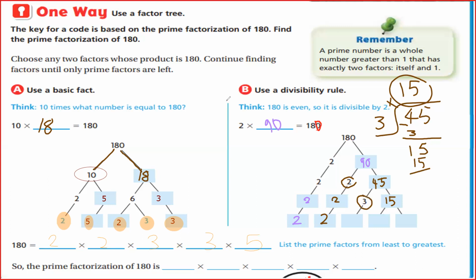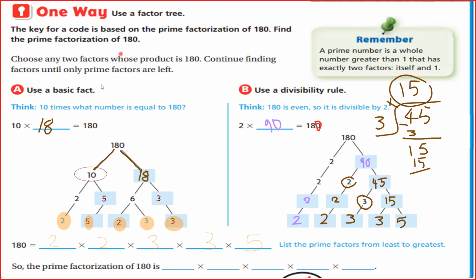Is 3 a prime? Yes, I have to stop here. Now 15. Give me 2 factors that when you multiply them, you get 15. 3 and 5. Good job. So now, what are the prime factors of 180? It's 2, 2, 3, 3, 5. So what is the prime factorization here?